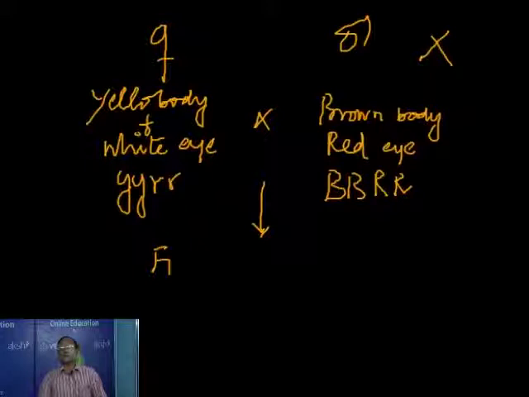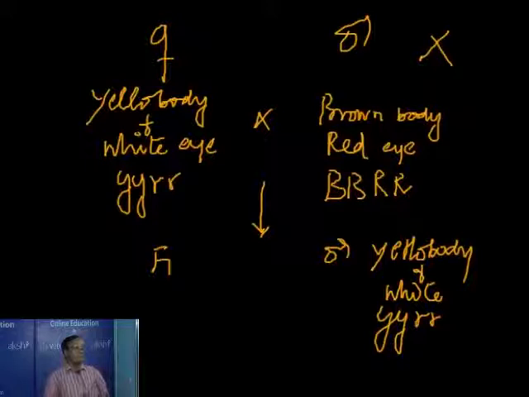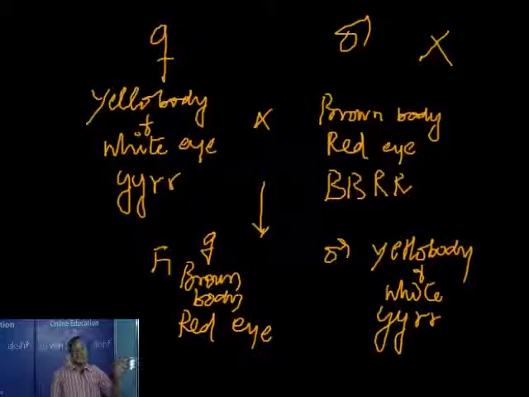Suppose for example the male has brown body and red eye. Now in the F1 generation, the male which results has yellow body plus white eye. And the females have, for example, brown body color and red eye. So normally here the characters are being transmitted in a zigzag manner as far as the X-linked character is concerned. Now we can see that the females are brown with red eye, the males are yellow with white eye.